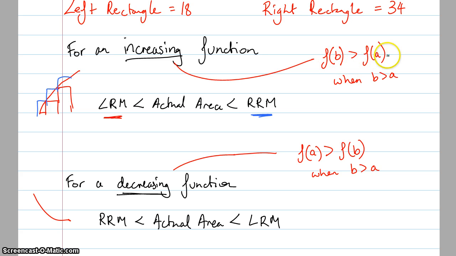So for an increasing function, and I've got the technical definition over here, f of b is greater than f of a, so the next y value is greater than the previous y value when b is bigger than a. That means that your right-hand method is going to be an over approximation, bigger than the actual area, and the left-hand rectangle method is going to be less than the actual area.